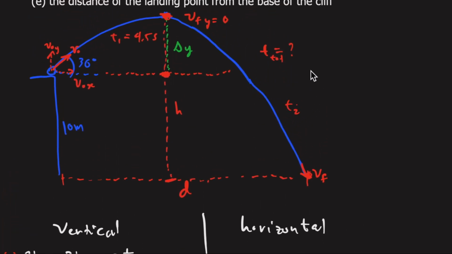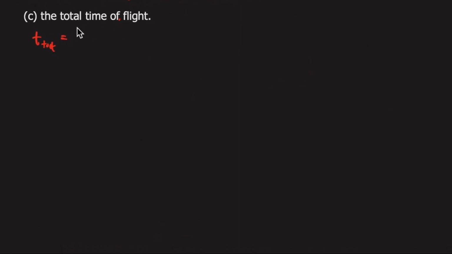Therefore, our total time is equal to time 1, which is the time going up, plus time 2, which is the time for the cannonball to go down. Now, to get time 2, let's list the given values first, or the values that we were able to solve. The initial velocity is equal to, it's kind of tricky since we have to change our perspective.